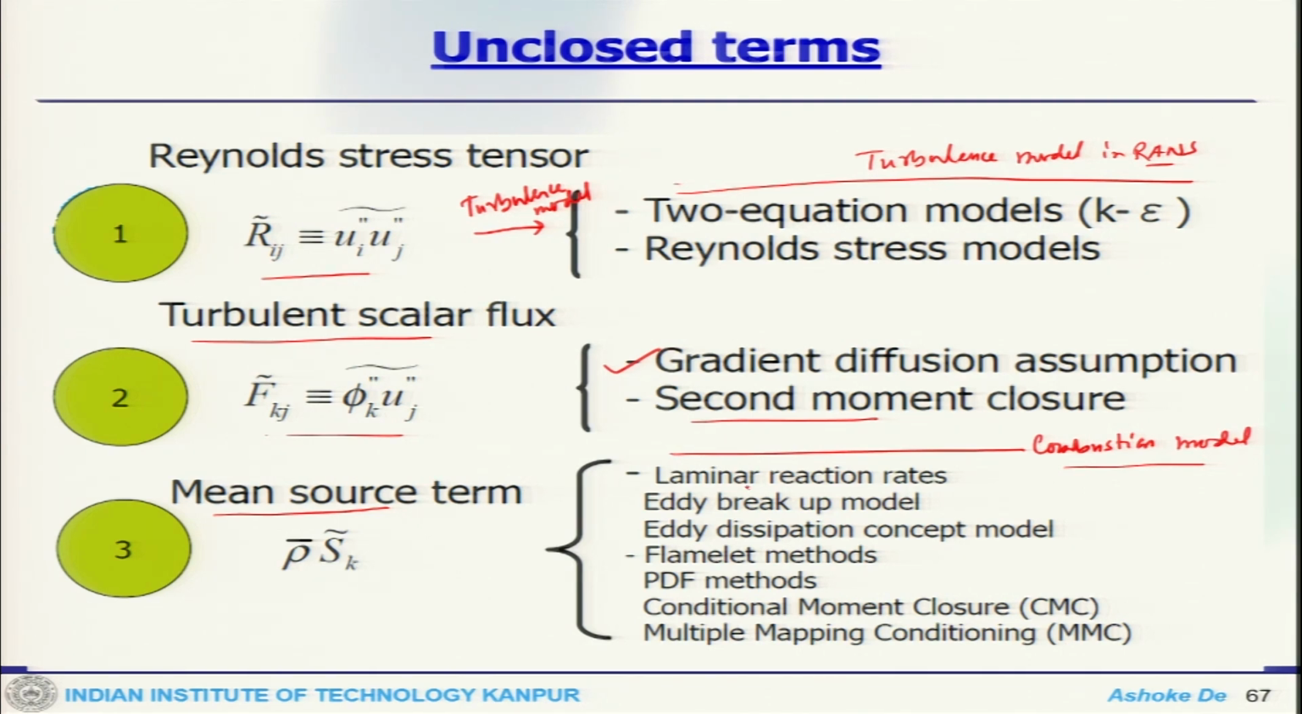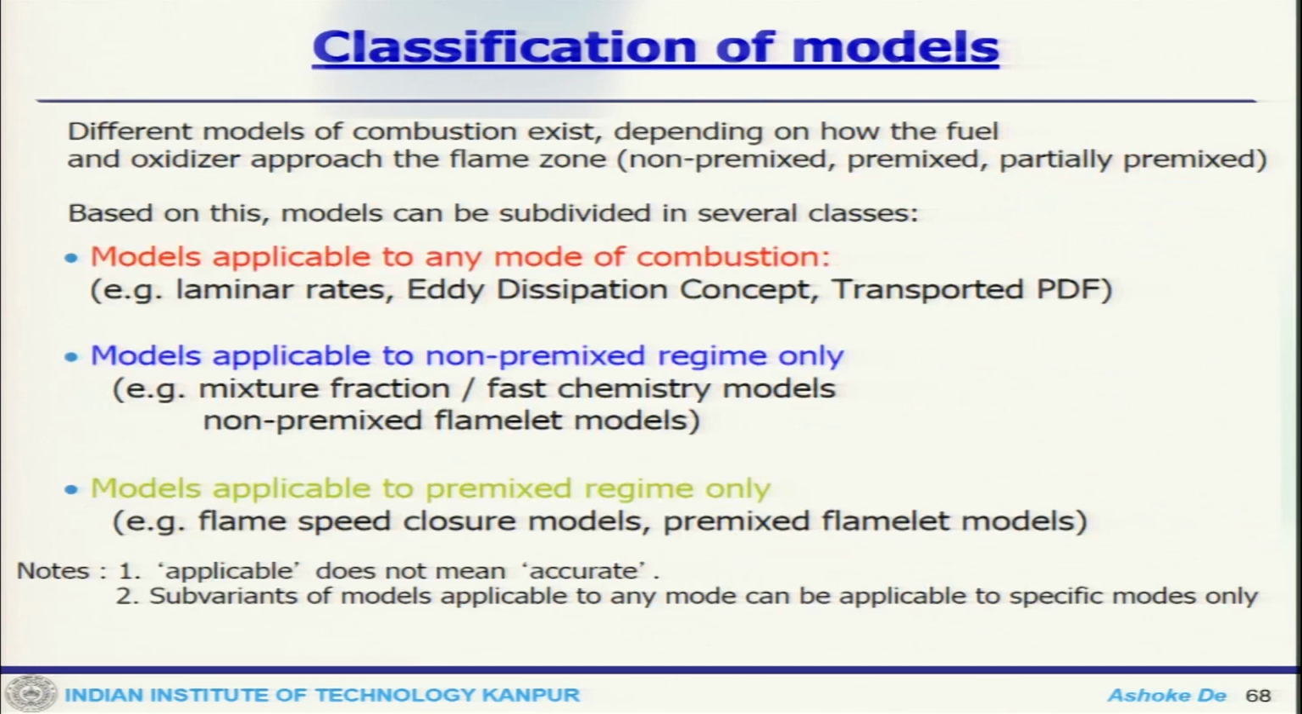It could be laminar reaction rate, eddy breakup model, EDC model, flamelet method, PDF method, CMC or MMC. This is in order of increasing computational expense, and at the same time complexity also increases, so does cost, but at the same time it increases accuracy quite a bit also. So, all these things increase as you go from top to bottom.